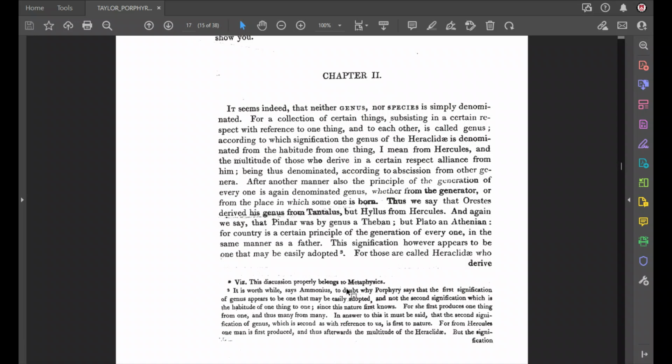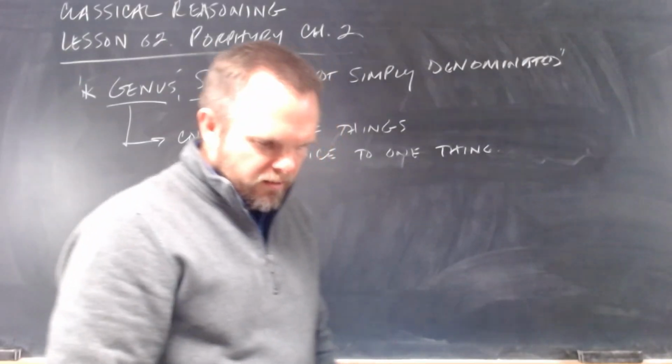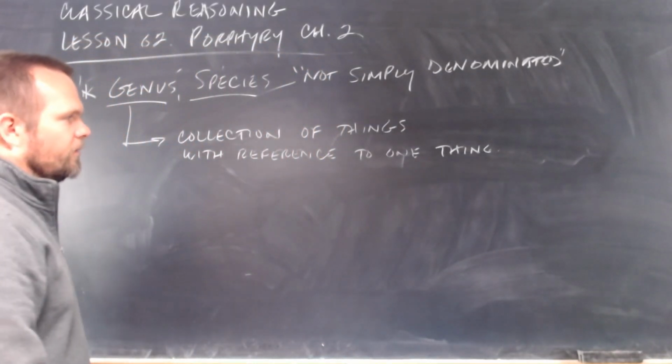So the first definition of genus that Porphyry talks about is a collection of things. If all we get through is genus in this lesson, it's fine, because it's that important. A collection of things, he says, with reference to one thing. My goal as the teacher here is to help you understand this. I know that this is difficult, but I'm going to do my best to make you understand this.